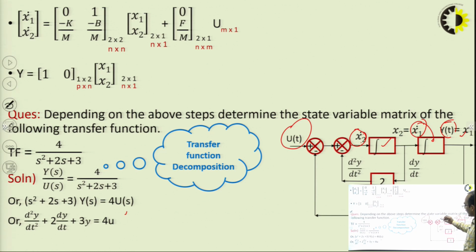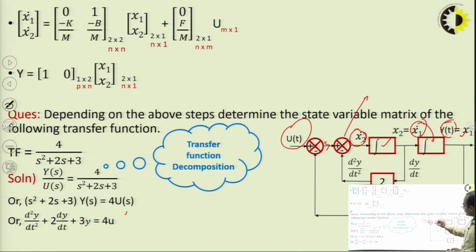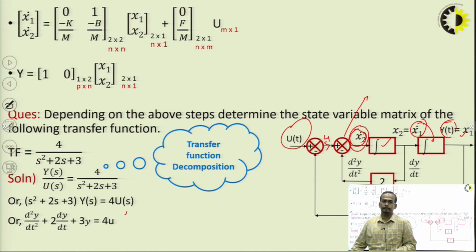Here x2 dot is nothing but 4u minus 3x1 minus 2x2. So you will get x2 dot, and after integrating all these things you will get x1.